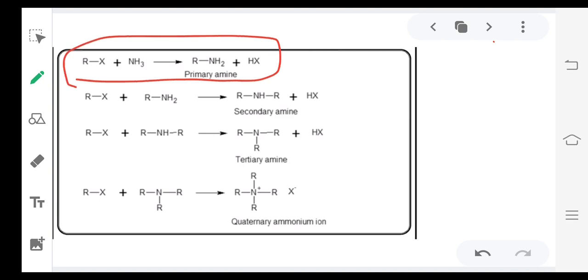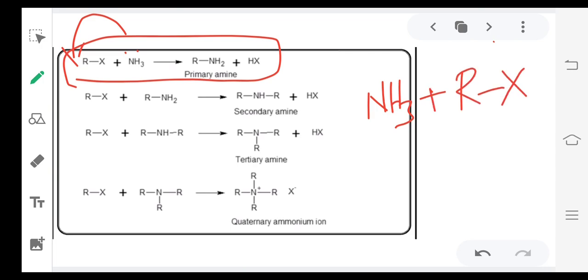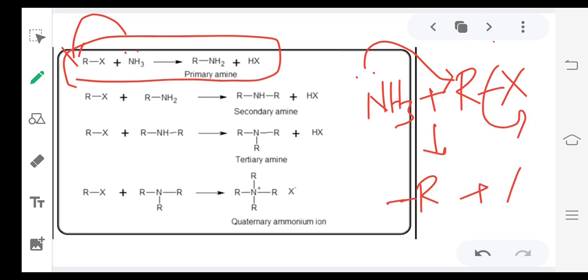So here we know nitrogen has a lone pair. That lone pair will attack the positively charged carbon, and this halogen is eliminated as X minus. So see, NH3 plus RX. This nitrogen lone pair is donated to this R. It can make a bond between carbon and nitrogen. So because of that, here X is eliminated as X minus.